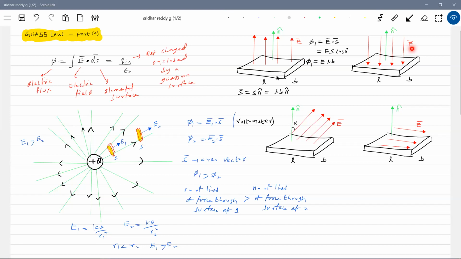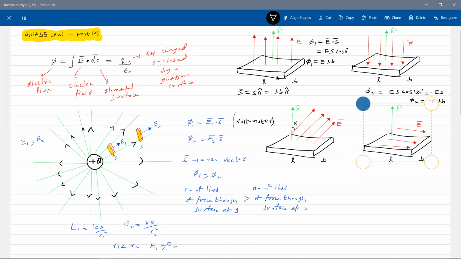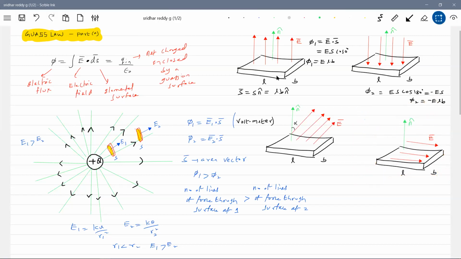Okay, let's come to this one. What is the angle between E bar and n cap? 180 degrees. So in the second case, what will the flux be? E S cos of 180 degrees, minus ES, or minus ELB. Now, what do you mean by flux negative? The electric field vector there will be directed opposite to n cap. So that is the interpretation of negative flux.